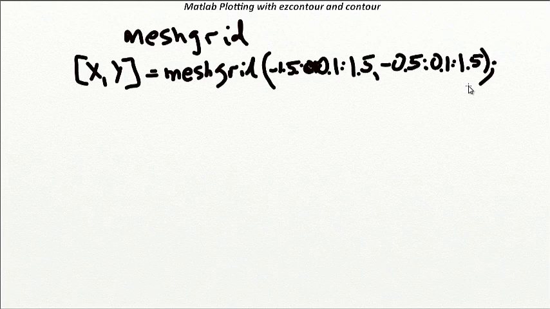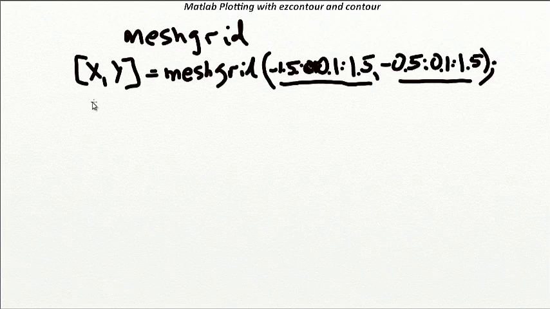Otherwise, MATLAB will print out the approximately 600 values here. Notice that the interval here is of length 3, with step size 0.1, so there's about 30 there, there's about 20 there, that's how we get 600. So you don't want to forget that semicolon.